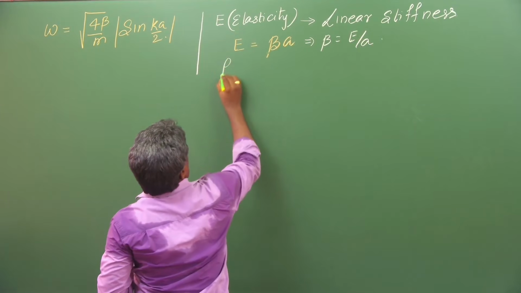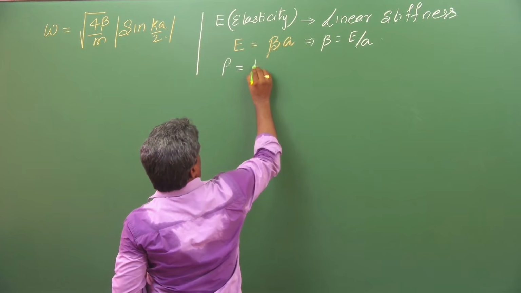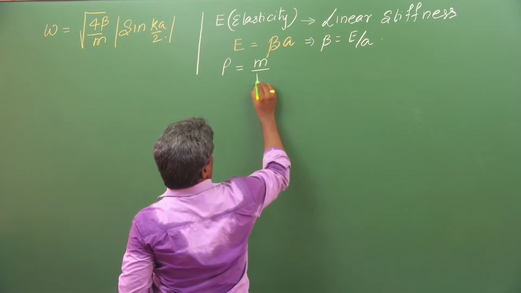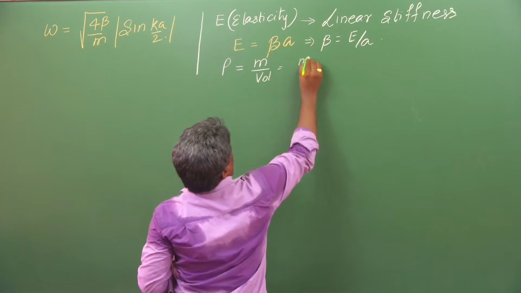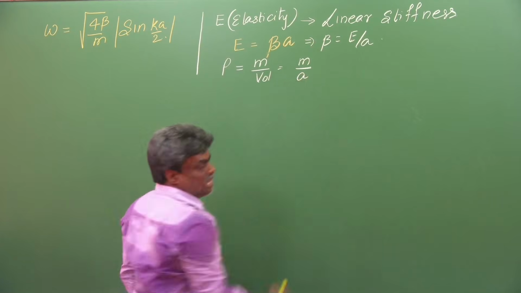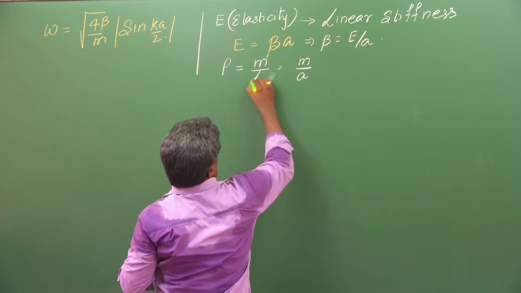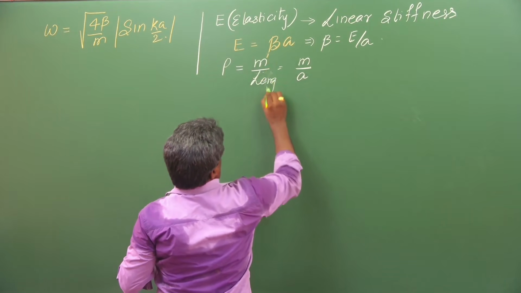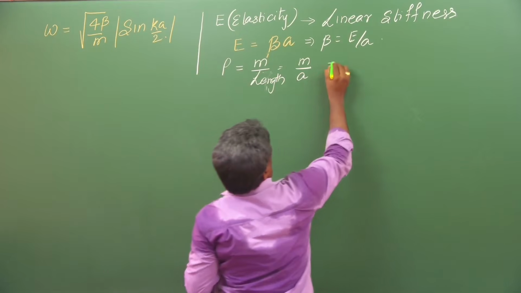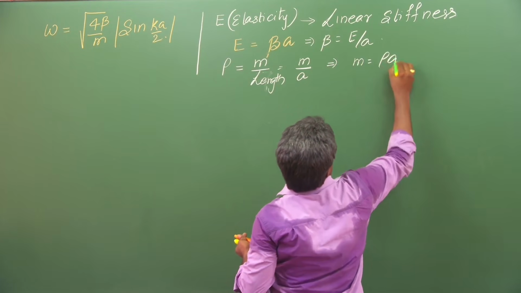And one more thing, density. Density is nothing but mass per volume. But here it is linear, so don't take volume; it is mass per length, m by a. Is it okay? And that implies I can write m equal to rho a.